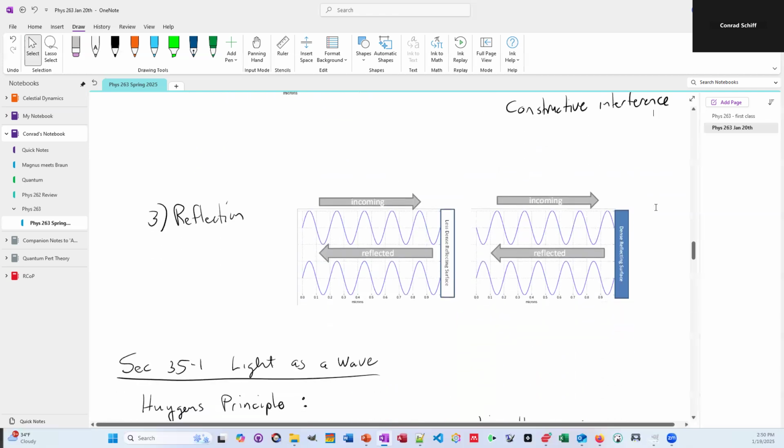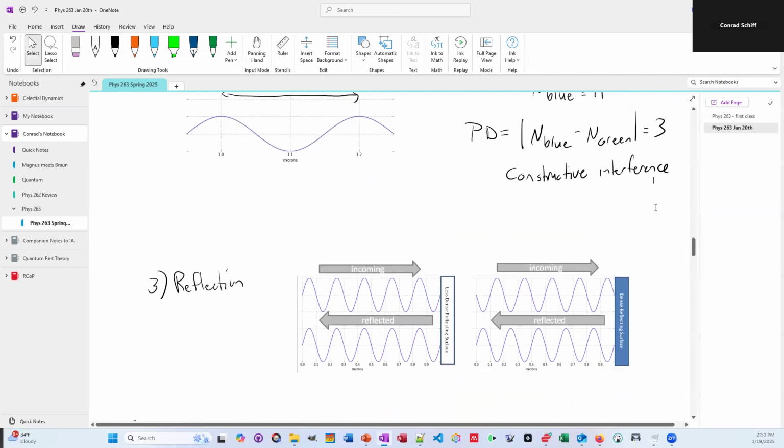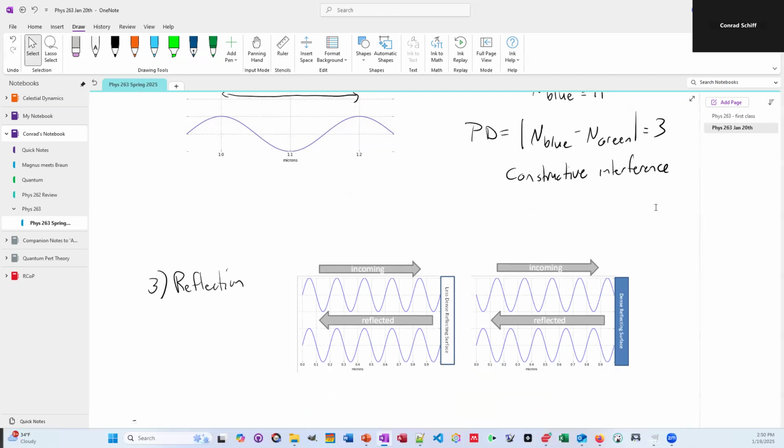All right, our final example is reflection. It turns out, and this is complicated to prove because we have to go back to Maxwell's equations and look at the boundary conditions on an electromagnetic wave reflecting from a surface like a metal or glass, but it turns out that waves, when they come in and reflect off of a less dense medium, stay in phase. So less dense stays in phase.